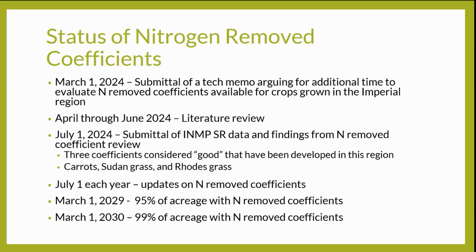Good means it was a coefficient developed in this region. We're feeling pretty good, and the study was also done in a way that makes sense for what we're using it for. There are a lot of nitrogen efficiency studies out there, but not necessarily ones that fit exactly for what we're looking for, to capture all of that nitrogen removed to have a coefficient. So we did that. We submitted that on July 1st, 2024. They found that there are 3 coefficients. Only one really applies to Coachella, but carrot, Sudan grass, and Rhodes grass.